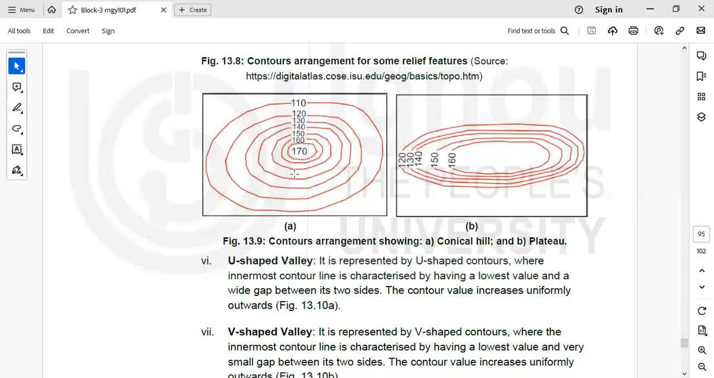Here, you can see the conical hill. This type of arrangement of contours indicates conical hill. And here, this type of arrangement indicates the plateau. Because of the flat top of the plateau, here you can get wide differences between the topmost contours.